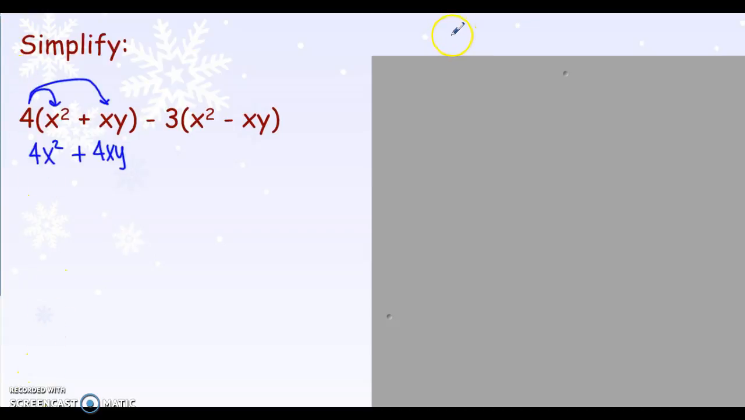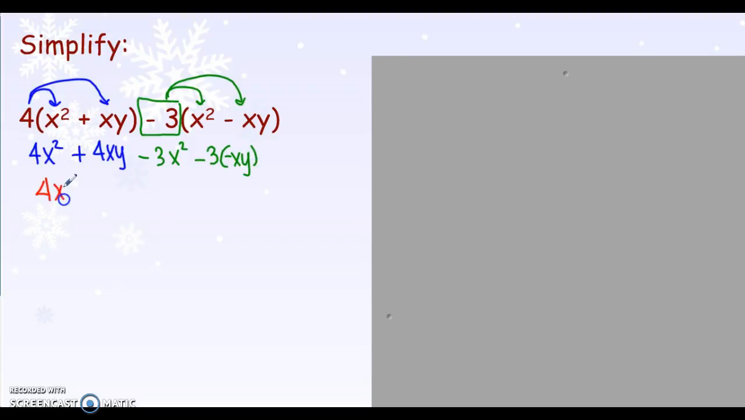Alright, so let's run through how to do these. We're going to do distribution on the first one. So 4 times everything in the parentheses. And then when we're looking at this, we're not distributing 3, we're distributing negative 3. So negative 3 times x squared, that's the first one. And then we have to take a negative 3 times a negative xy. And we need to simplify.